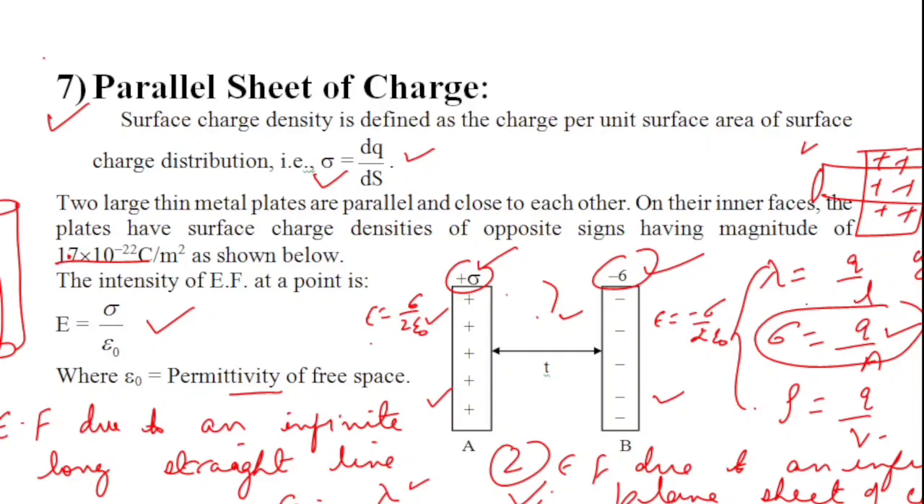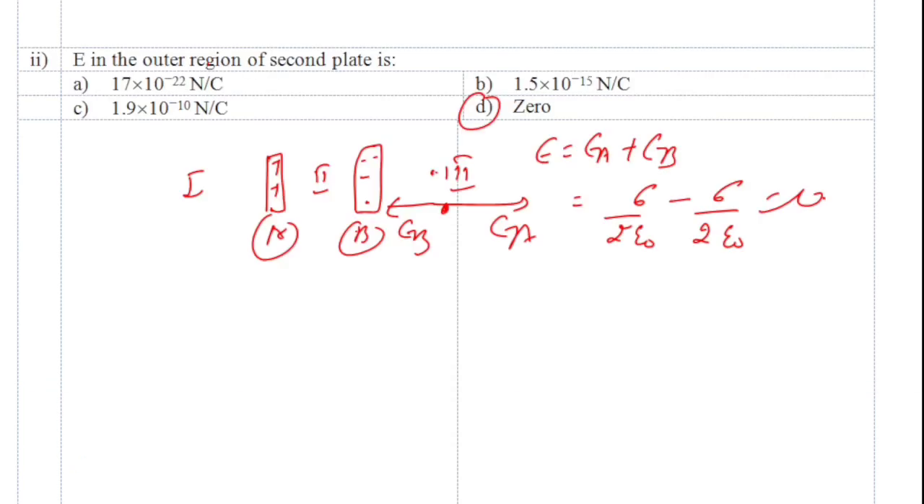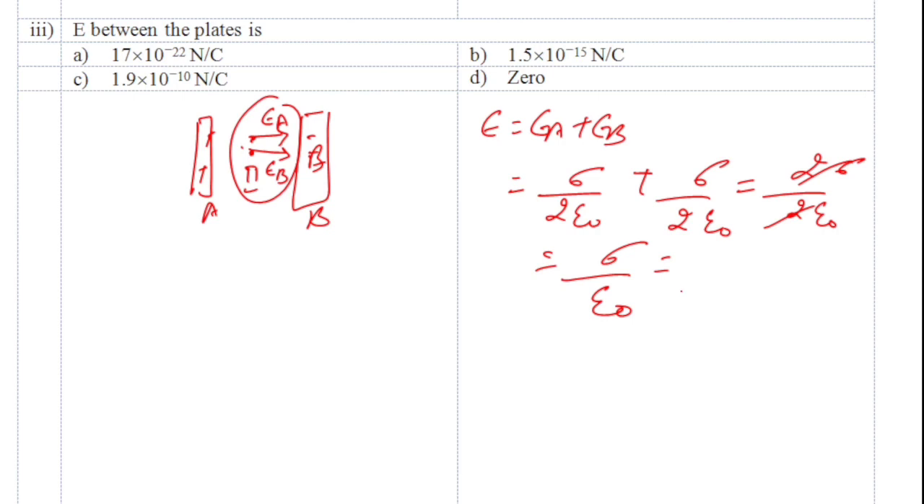Now, how do you find the electric field in between the two plates? The formula becomes: electric field between the two plates is E equal to sigma by epsilon naught. So you put the value of sigma here, 1.7 into 10 to the power minus 22 divided by epsilon naught. What is the value of epsilon naught? 8.85 into 10 to the power minus 12. Right? So when you solve these two, you get how much?